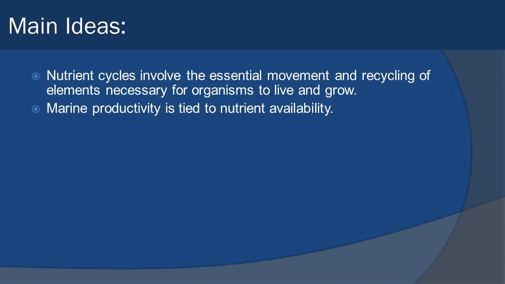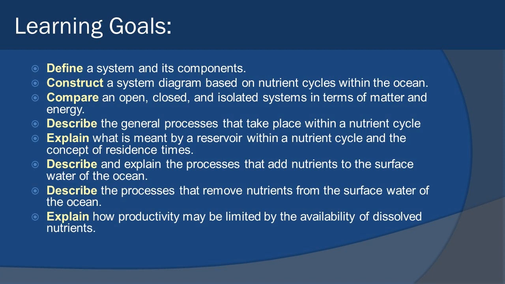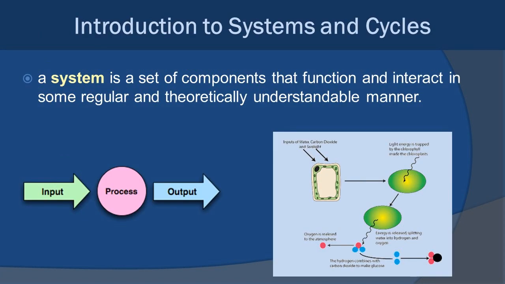So here's our main idea. Nutrient cycles involve the essential movement and recycling of elements necessary for organisms to live and grow. Marine productivity is also tied to nutrient availability. And of course, here are your learning goals. Make sure you are paying attention to these and referring to your learning scales. So let's jump into it.